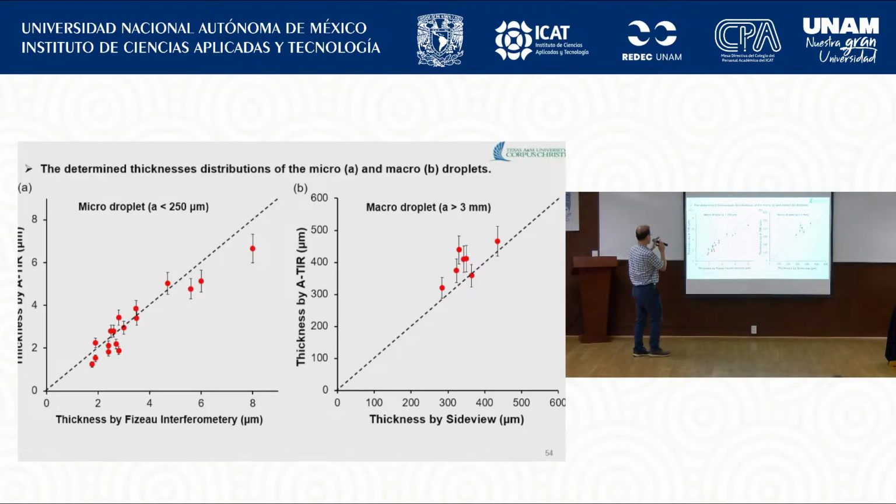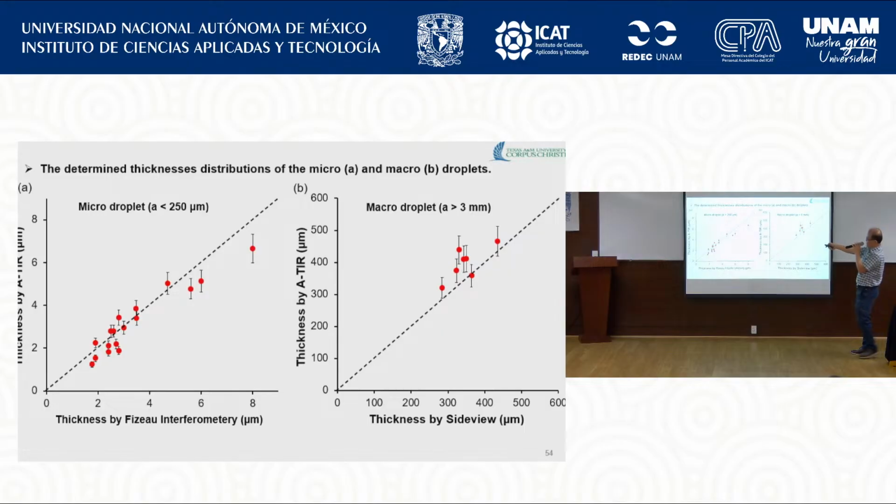Now this one shows again the droplet thickness measurement for the micro droplet, where the diameter is less than 250 micron, and for the macro droplet, where the radius is larger than 3 millimeter. It's a very different scale, right? Around 10-fold. We show a very reasonable, very good result between the ATR and the phase interferometry measurement.